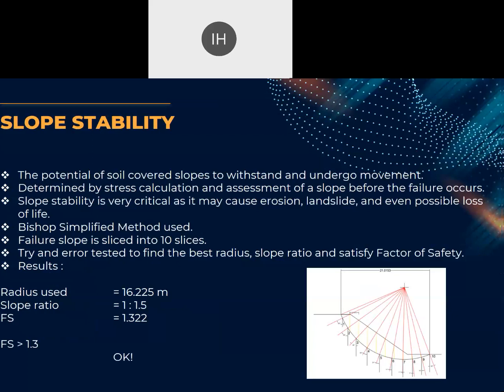Slope stability. The potential of a soil cover slope to withstand and undergo movement is determined by stress calculation and assessment of a slope before failure occurs. We use the Bishop simplified method. The radius used is 16.225 meter, slope ratio 1 per 1.5. Our safety factor is 1.322, so a safety factor of more than 1.3 is okay.